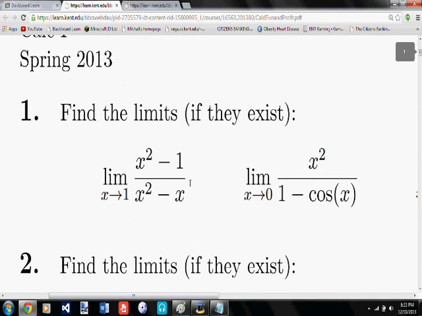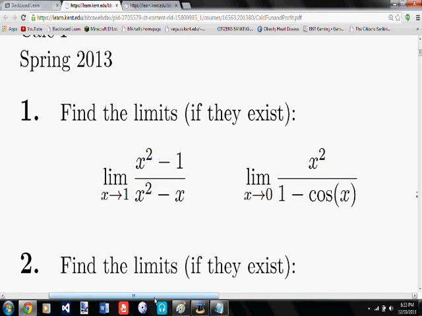L'Hôpital's rule is probably one of the most important things you're going to learn about limits, unless you really think you can do all the limits with direct substitution, which you can't. Anyways, enough rambling. I'm going to show you this first one right here, where my mouse is moving around. The limit as x goes to 1 of x squared minus 1 over x squared minus x.